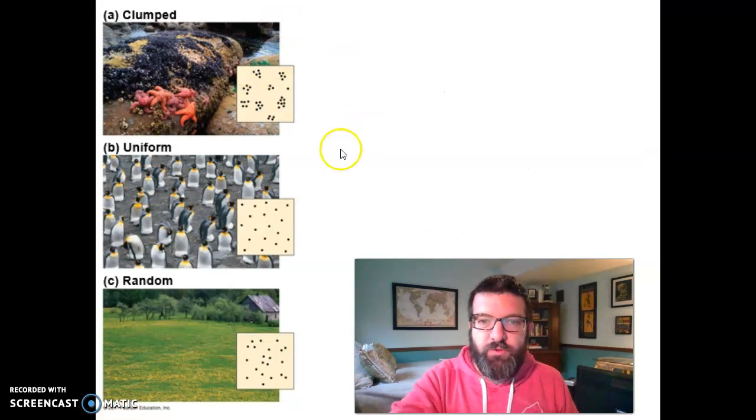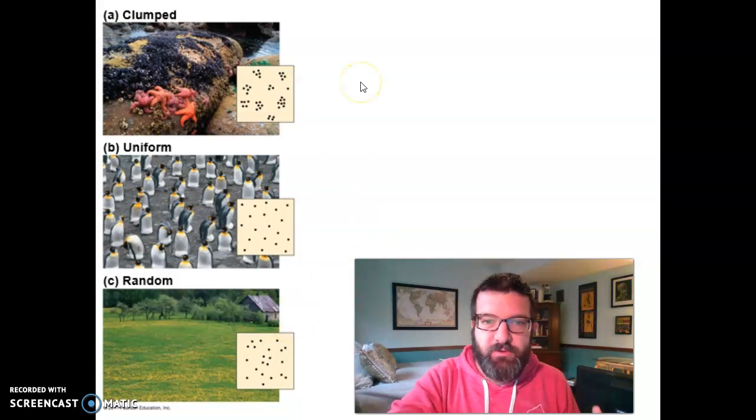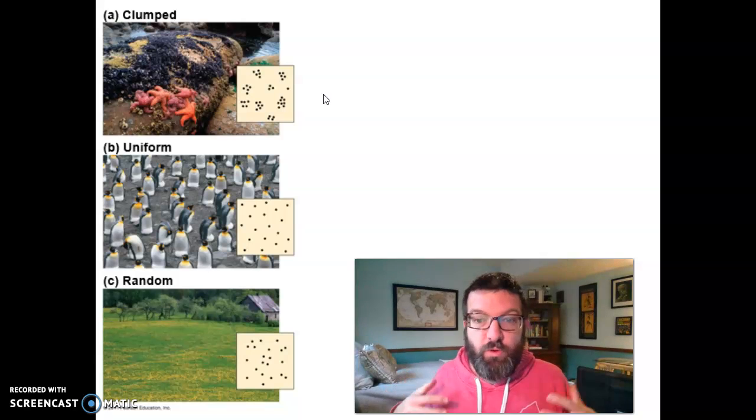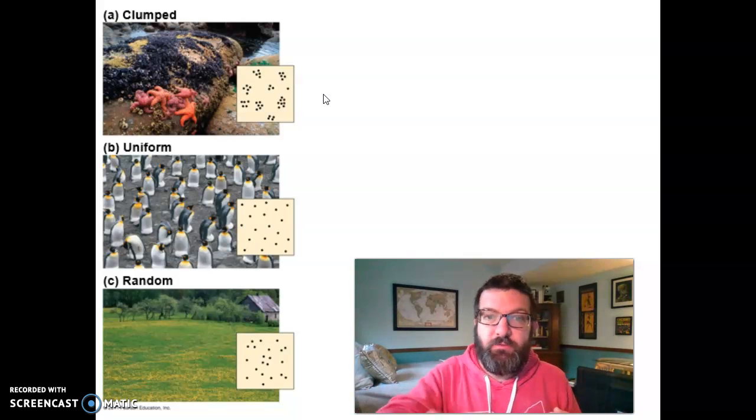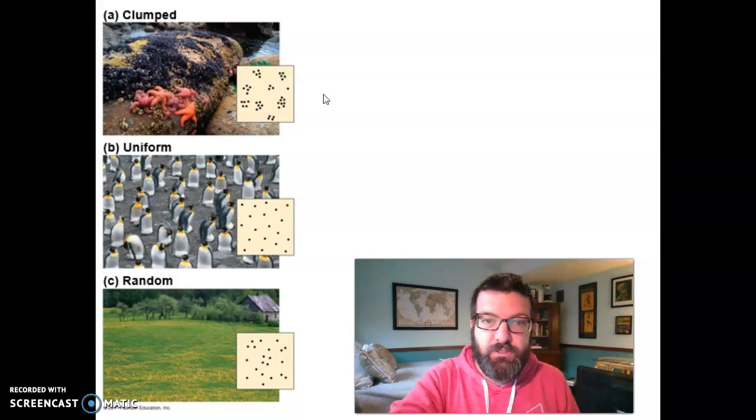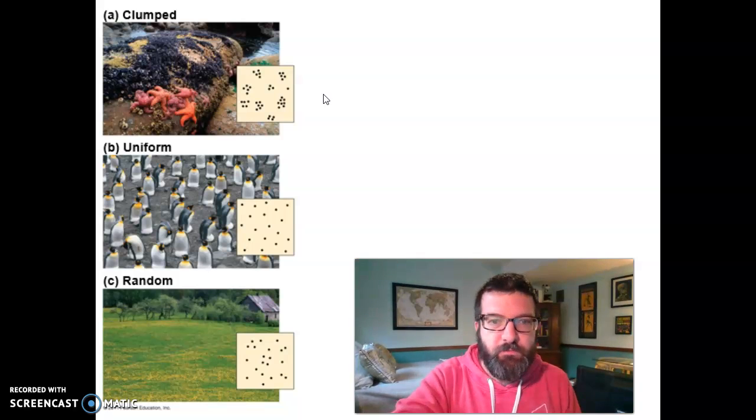These are your three main types of dispersal patterns that you'll see in animals. We already talked about clumped, right, where you have a lot of individuals in a specific area and very few or no individuals in between these clumps. And that usually occurs because organisms are clumped around areas where there are resources or because they're social and they rely on one another and move in packs, like wildebeests or birds.